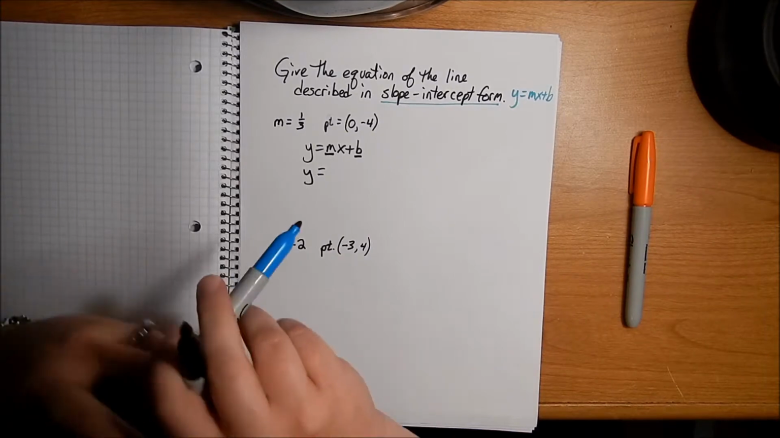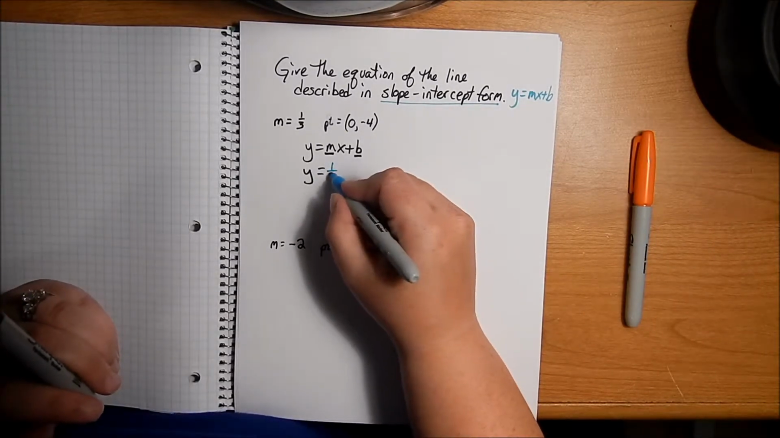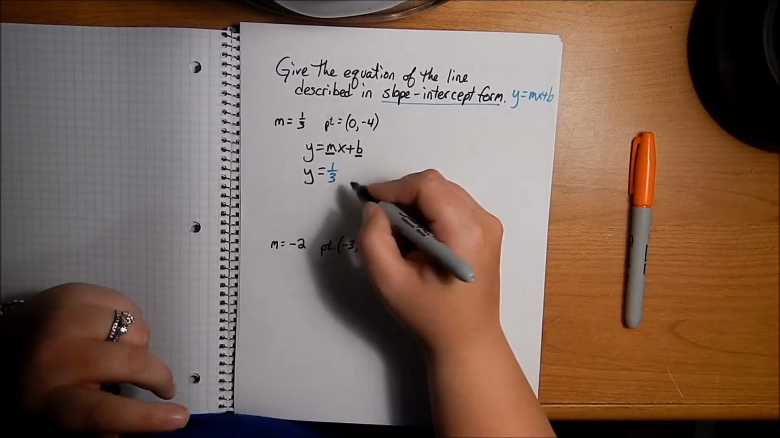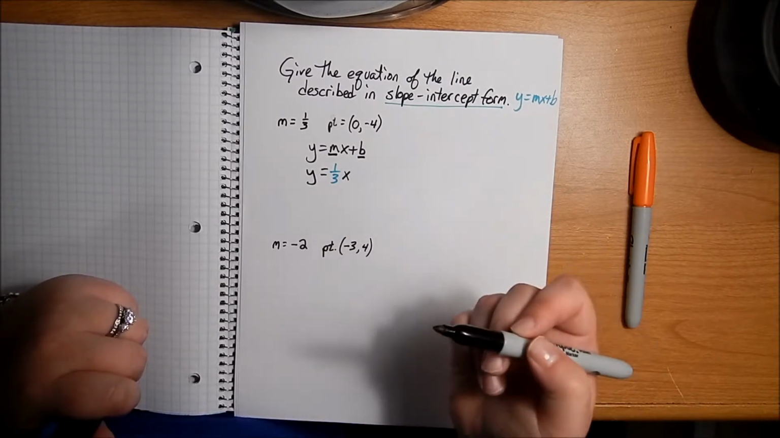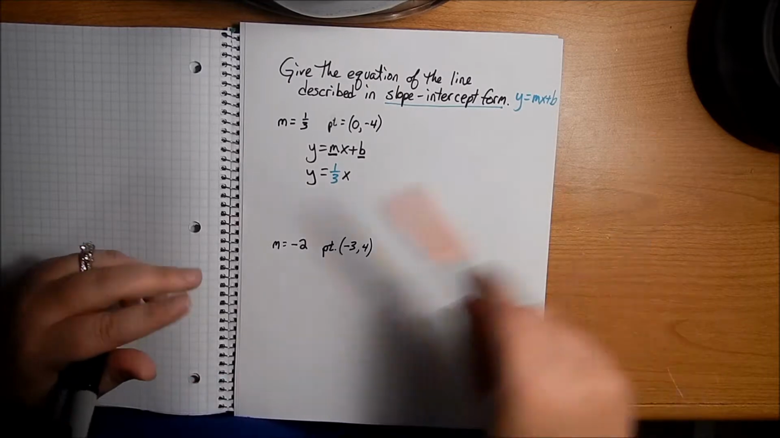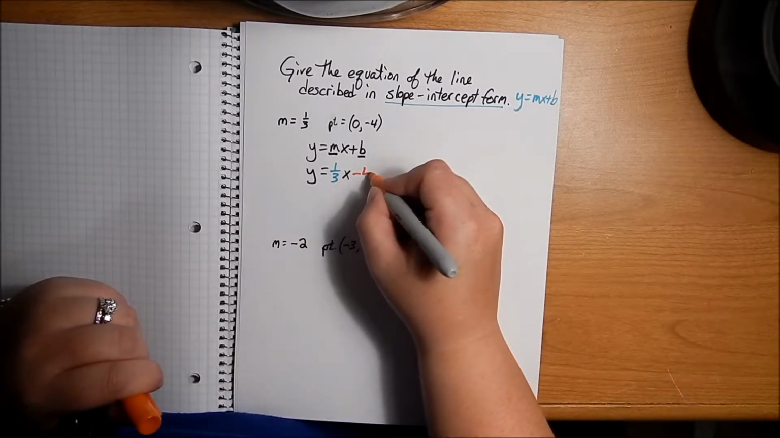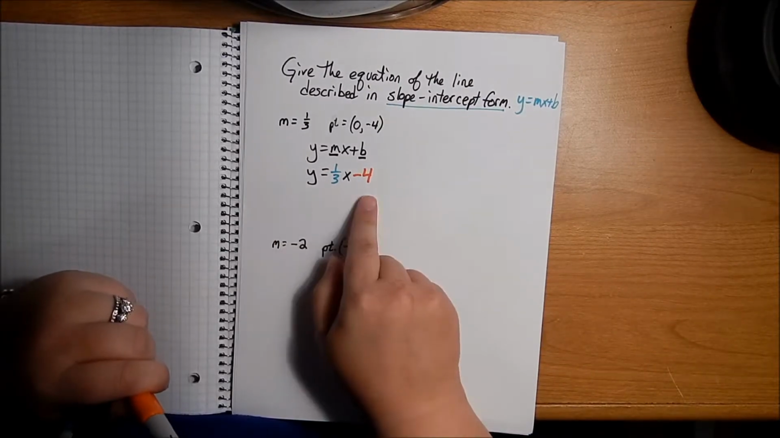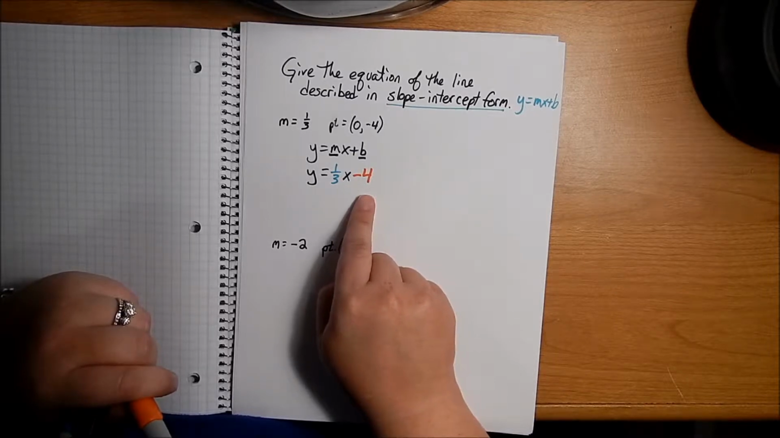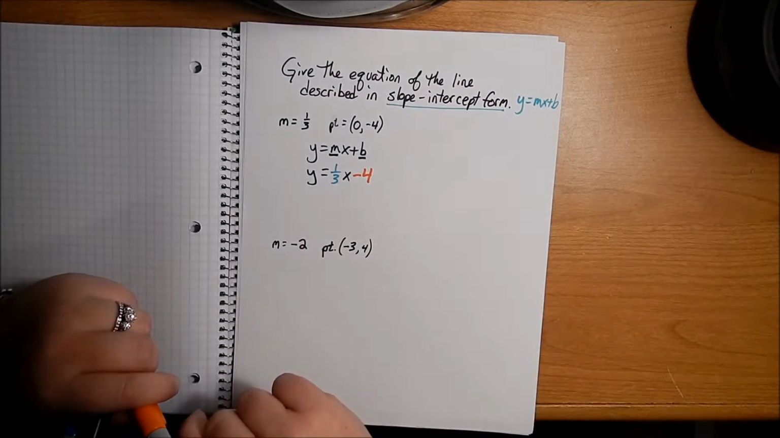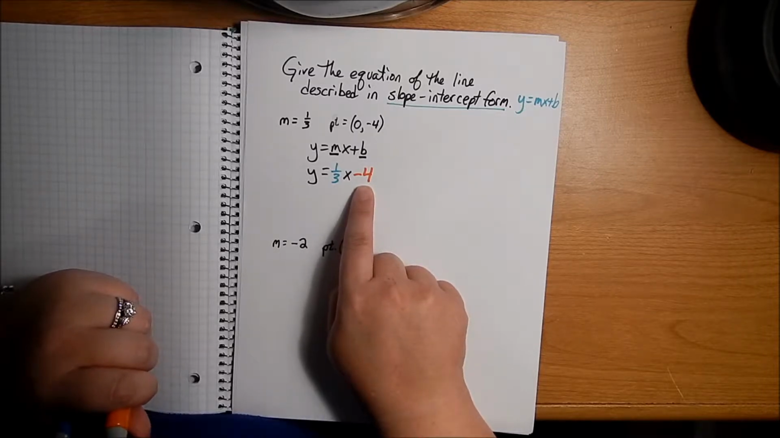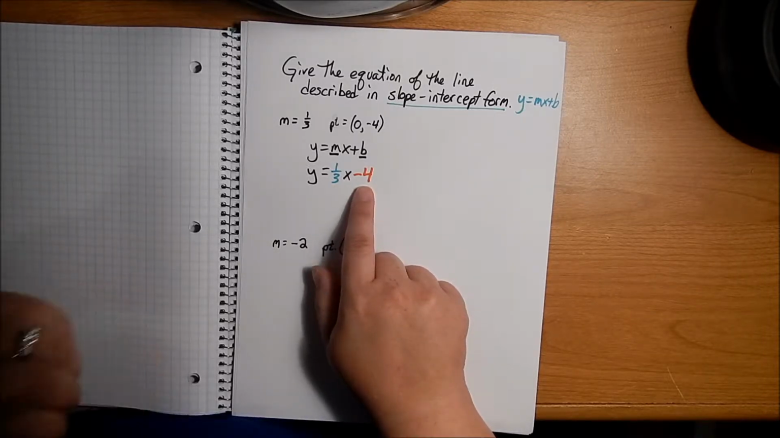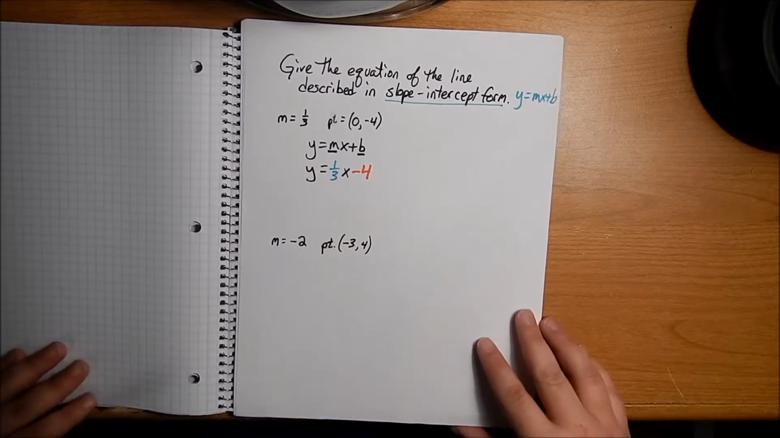I'll do that in blue. 1/3 x, and then plus whatever b is, but in this case b is -4, so I'll do it as -4. And that's my answer. That's it. My answer is in slope-intercept form. That's the slope, and that's the y-intercept. That's as easy as it gets, but of course we make it a little harder from there.